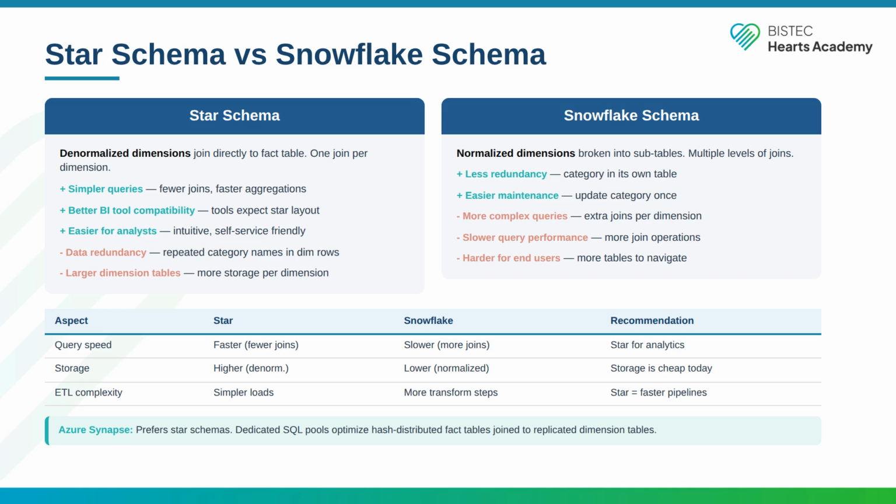Azure Synapse specifically optimizes for star schemas. You hash distribute your fact table across compute nodes and replicate your small dimension tables to every node. The query optimizer handles this pattern extremely efficiently.